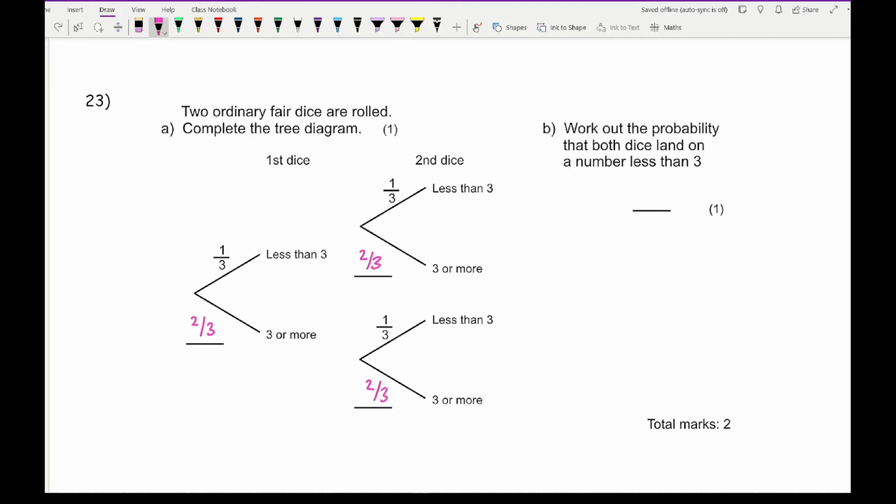Part B then says work out the probability that both of the dice land on a number less than 3. So both land on less than 3, which is going to be following this route. So it's going to be 1/3 times 1/3, which equals 1/9.